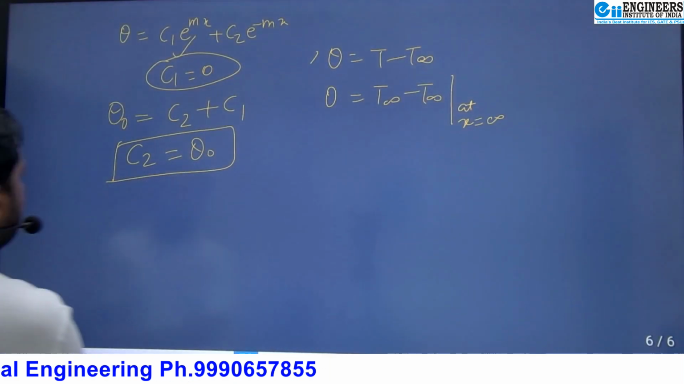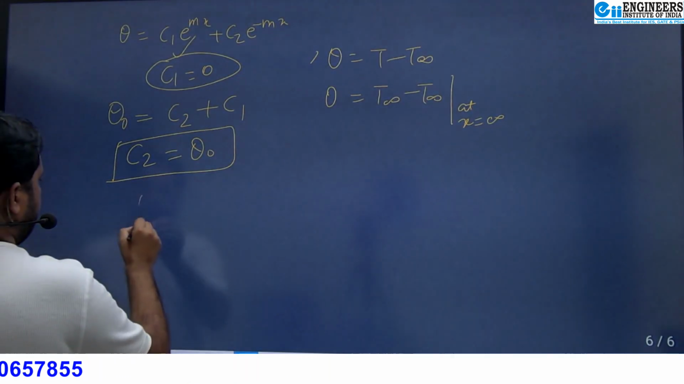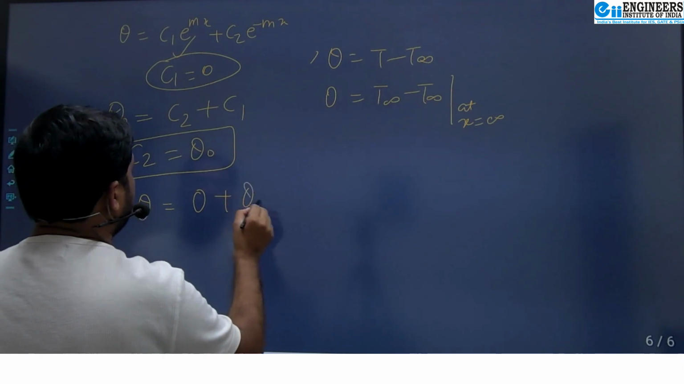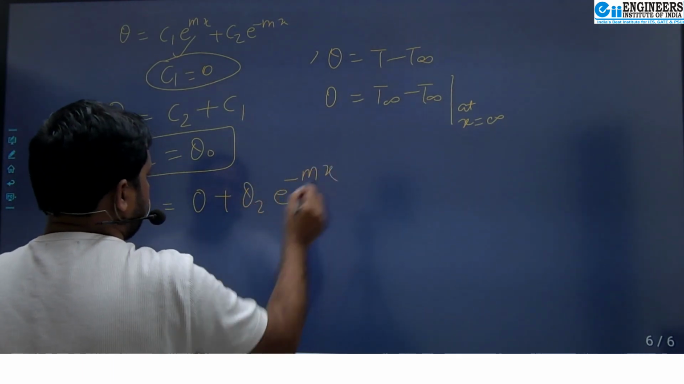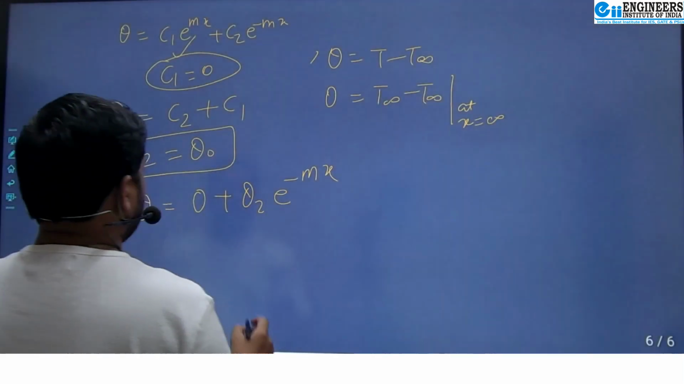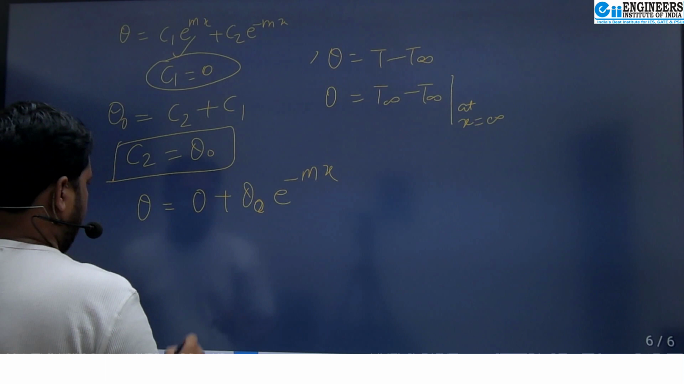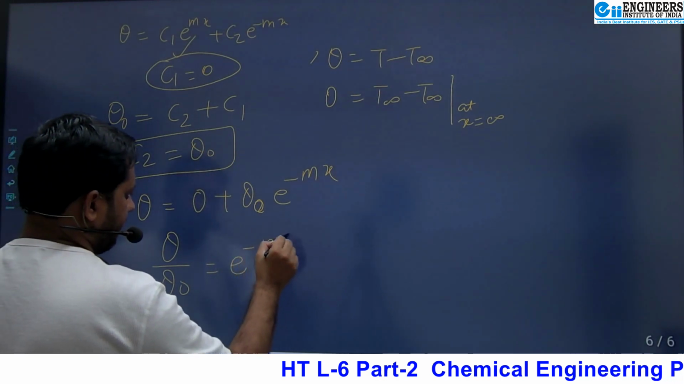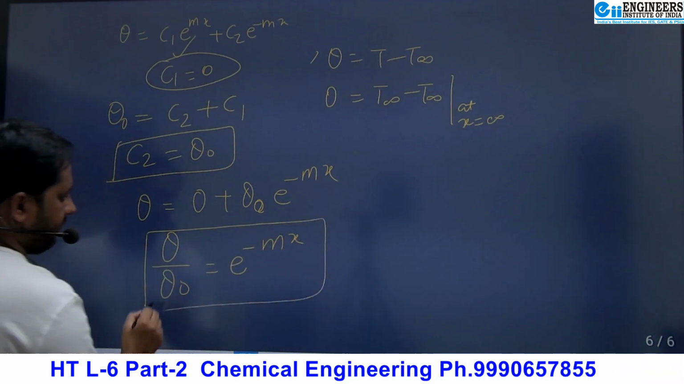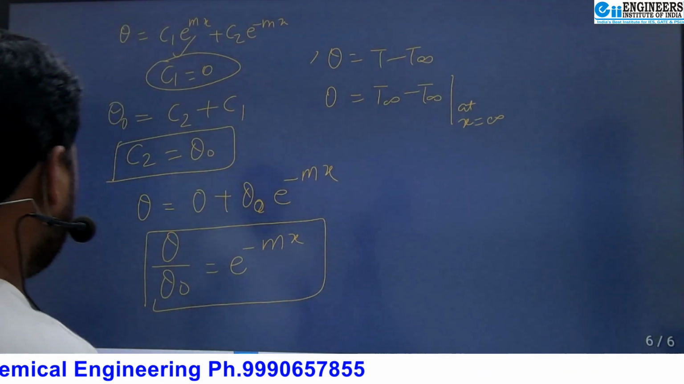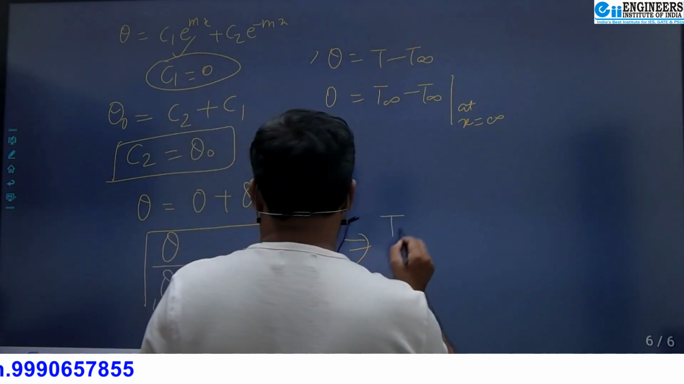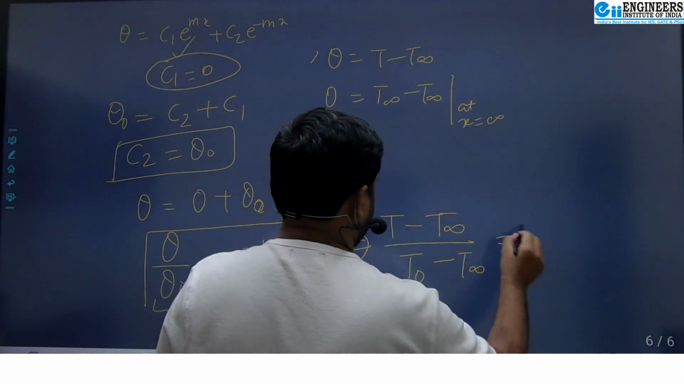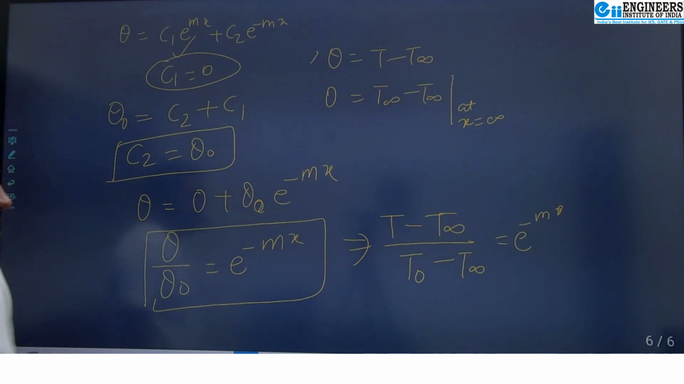Now with boundary condition 2, we can put theta equals C1 e power mx, where C1 is 0, plus C2 e power minus mx, where C2 is theta naught. Now you can say that theta by theta naught equals e power minus mx. Or in temperature form you can write T minus T infinity divided by T naught minus T infinity equals e power minus mx. So this is our desired result.